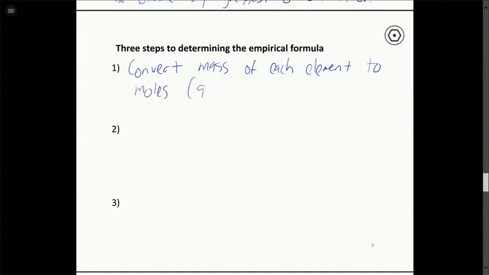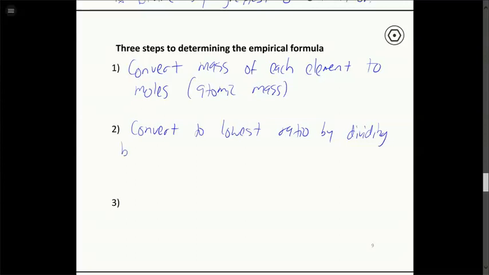And of course, the way we do that is we use the atomic mass of each element to convert it from grams into moles. Alright, so now once we have moles of each element, those ratio of moles is going to give us then the empirical formula. So we have to convert it then to the lowest ratio, because we're not often going to get whole numbers at this stage. We have to convert it to the lowest whole number ratio by dividing each molar quantity. So we're going to take each molar quantity and divide it by the smallest one.